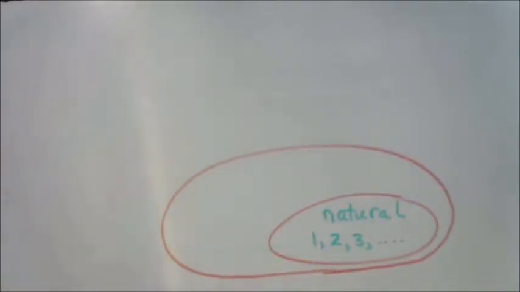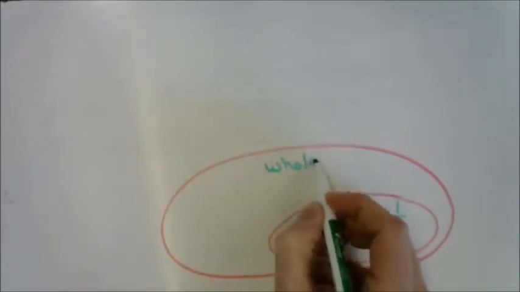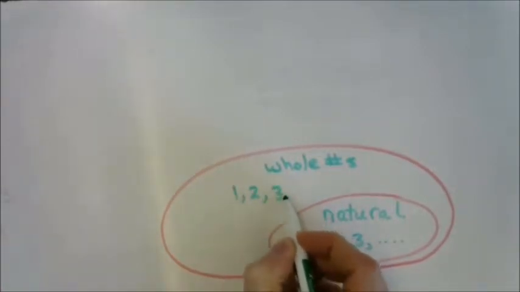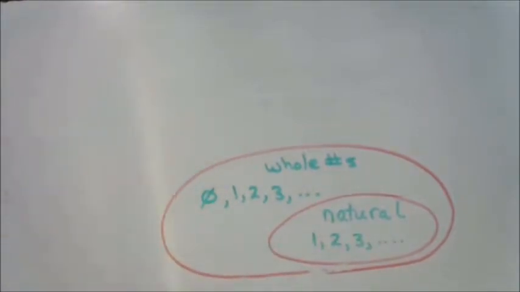All right, the group of numbers that is slightly larger than the natural numbers is what group? They are the whole numbers. The whole numbers, they include all of the natural numbers: 1, 2, 3, ... They also include 0.